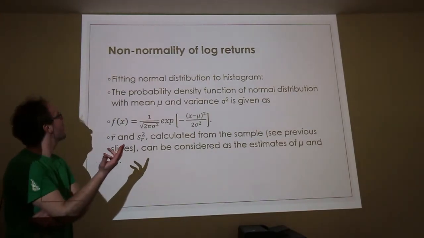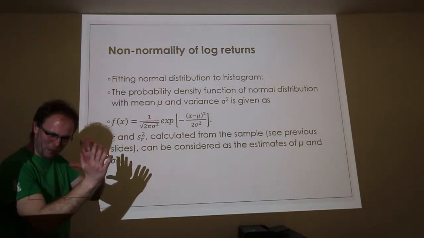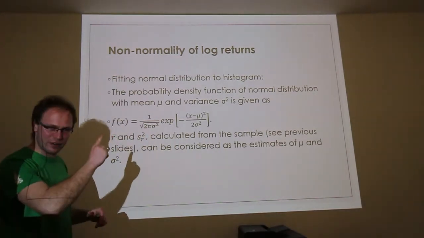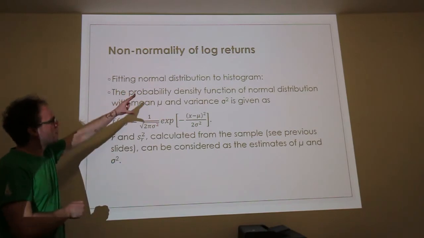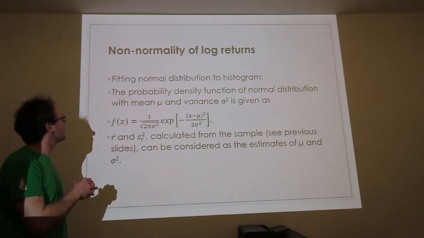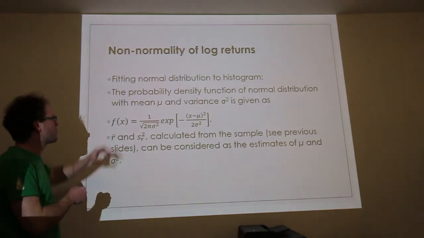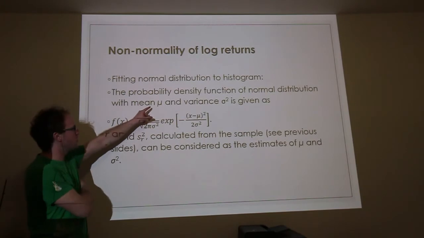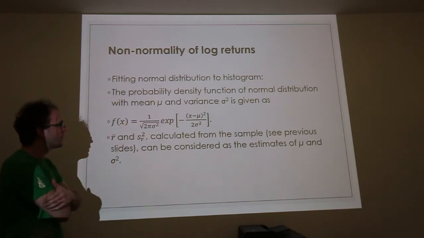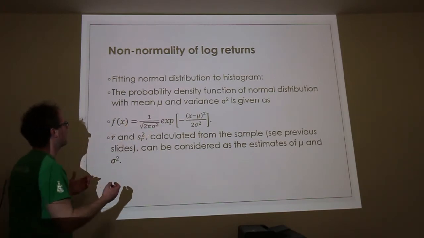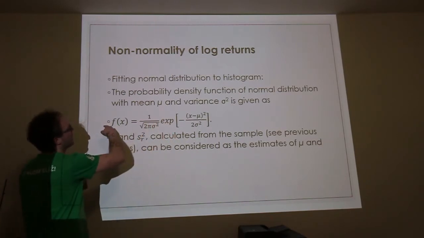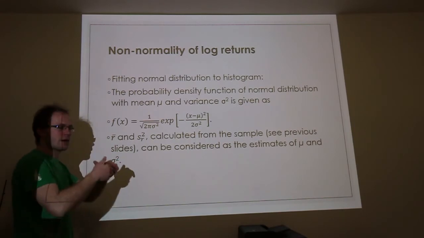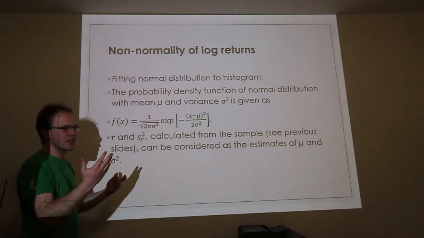Now we will speak about normality or non-normality of log returns. Fitting the normal distribution to the histogram. The probability density function of the normal distribution with mean mu and variance sigma squared is given by the following formula. This is the function of x. The function in this situation is the density.